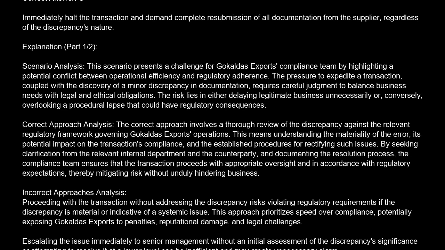The correct answer is C. Immediately halt the transaction and demand complete resubmission of all documentation from the supplier, regardless of the discrepancy's nature.